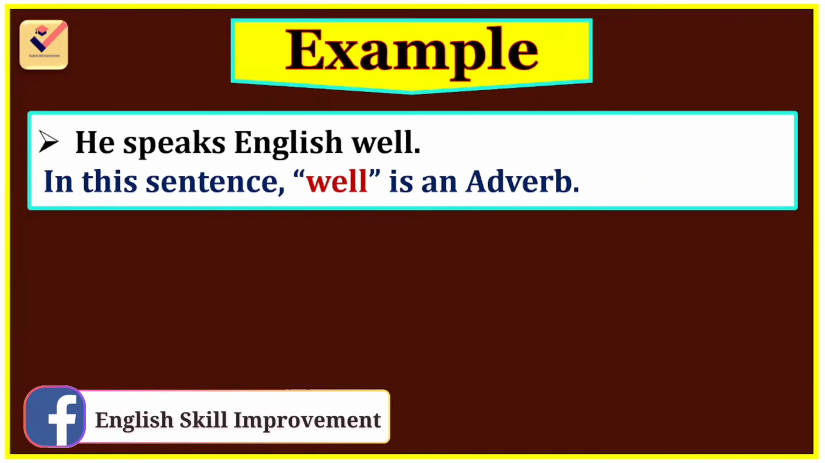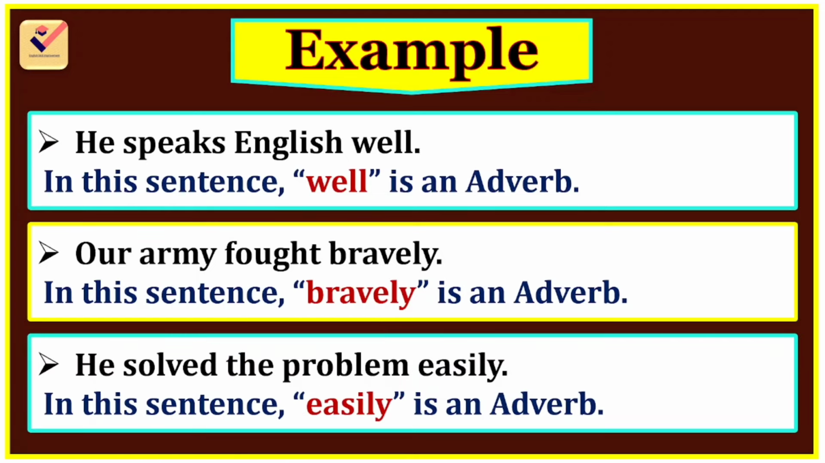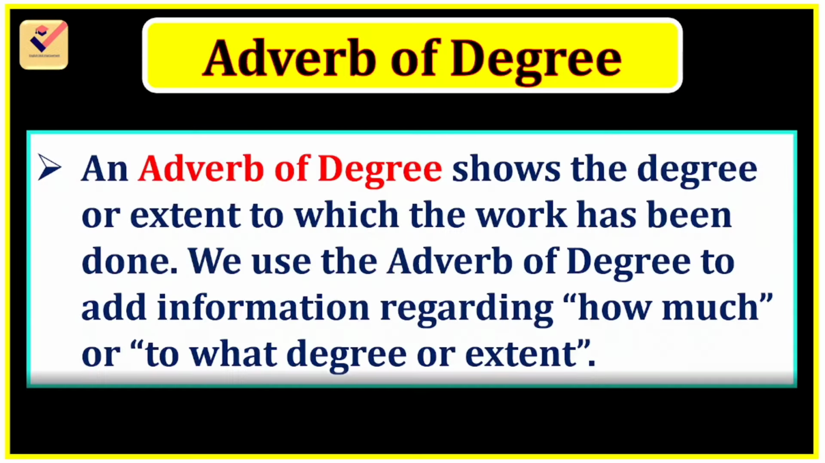He speaks English well. In this sentence, well is an adverb. Our army fought bravely. In this sentence, bravely is an adverb. He solved the problem easily. In this sentence, easily is an adverb. Adverb of degree. An adverb of degree shows the degree or extent to which the work has been done. We use the adverb of degree to add information regarding how much or to what degree or extent.